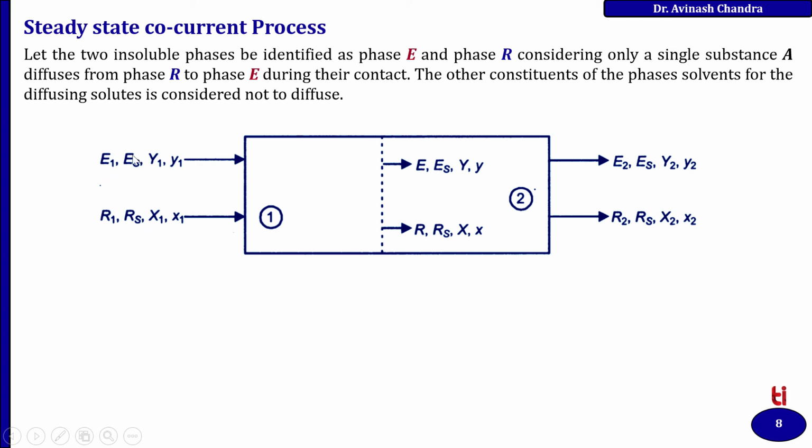ES and RS, the S represents the component which is not participating in the diffusion. So the same amount of ES will exit in the outlet. Similarly, RS will exit in the outlet. There will be no change in the amounts of RS and ES. Whereas capital Y is the mole ratio, small y is the mole fraction. Similarly, capital X is the mole ratio, small x is the mole fraction. Similar here. So these quantities are at position 1, these quantities are at position 2, and these quantities are the individual variables.